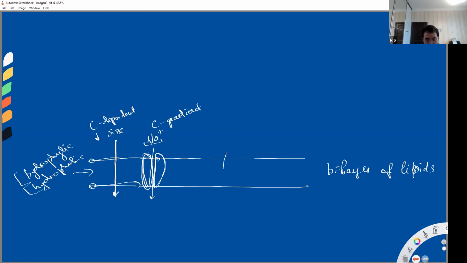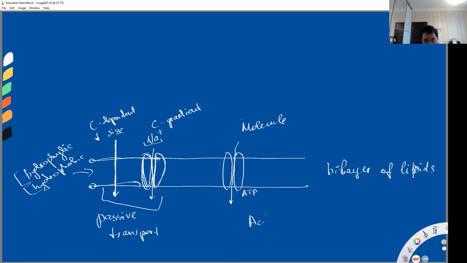And finally, we have a protein that uses ATP to make it possible for some molecule to go through it. So these two are passive transport, and this is active. Why is it active? Because it actively consumes energy to make this molecule go inside.